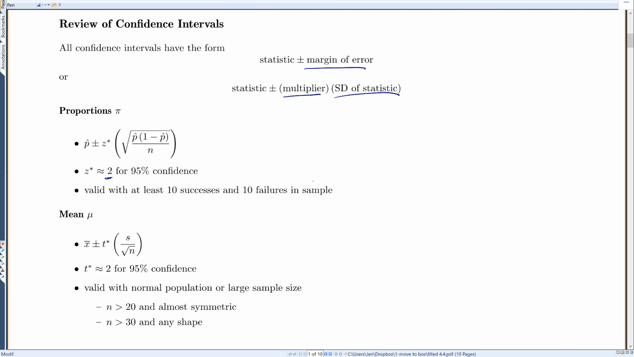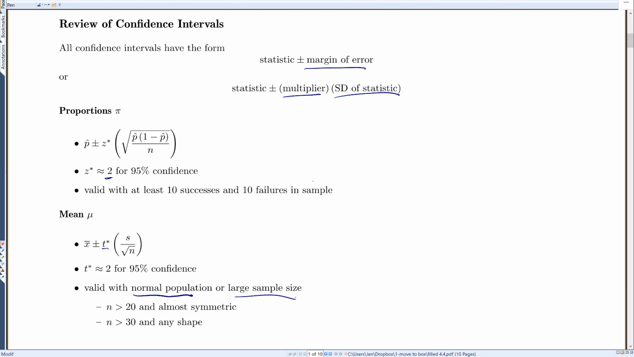For our population mean mu, our interval will be the sample mean plus or minus a t star, because we have to use the t distribution for means when we estimate our population standard deviation, times s, the sample standard deviation, over the square root of n. Again, t star is about 2 if you have 95% confidence. It's valid with a normal population or a large sample size.